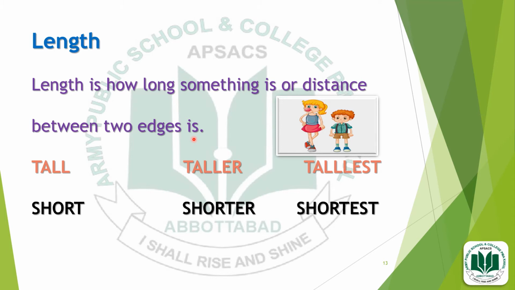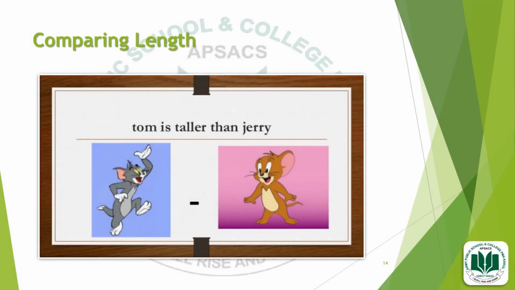How can we compare the length? When we say this is short and this is tall, this is called comparison. And here are the words which are used to compare the length: tall, taller, tallest, short, shorter, and shortest. Oh, these are your favorite cartoons, Tom and Jerry. Tom is taller than Jerry. You are comparing Tom and Jerry. Tom is taller than Jerry. This is called comparing length.